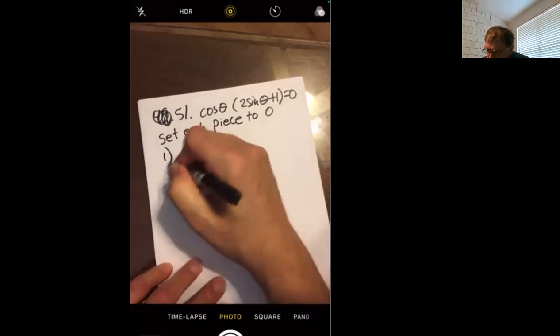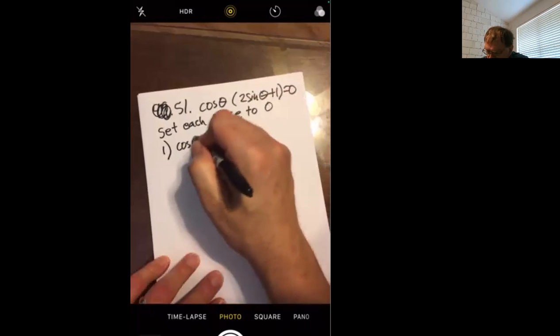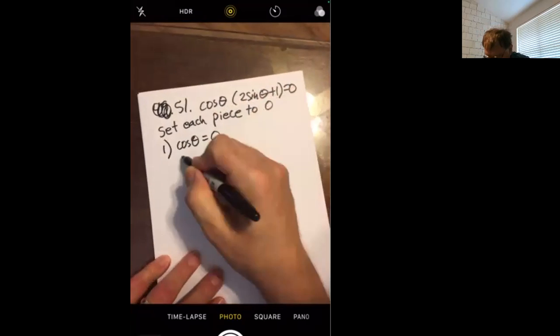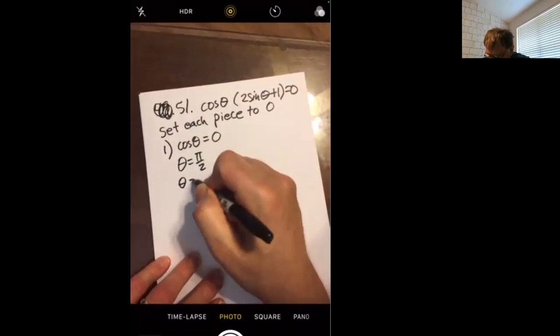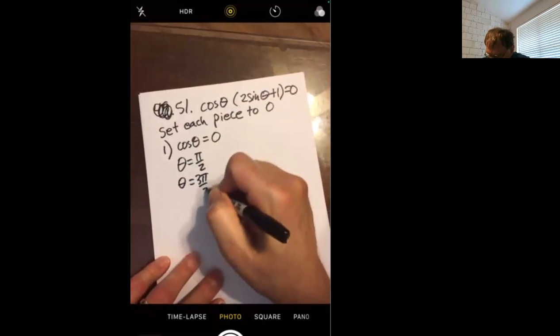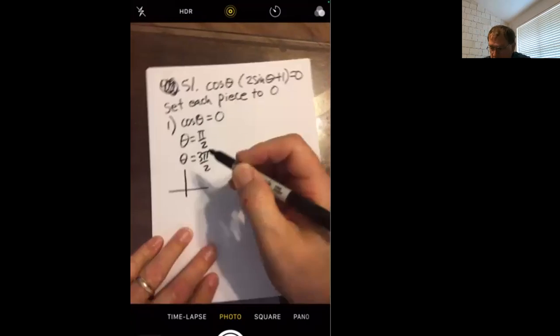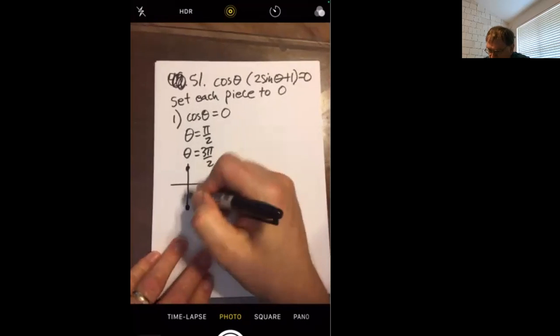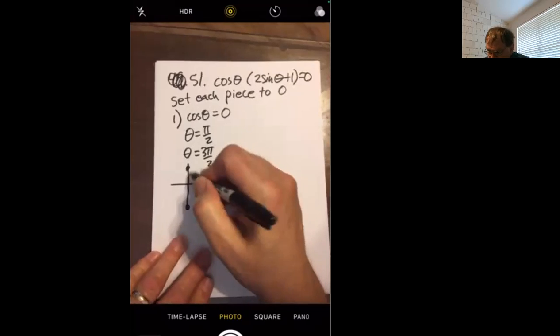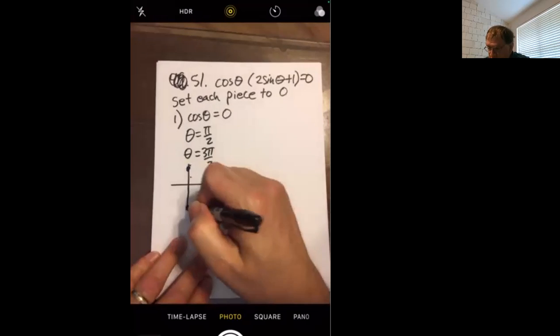So number 1, cosine theta equals 0, you're going to be at pi over 2 and 3 pi over 2, meaning up top and down bottom where the x coordinates are 0. Pi over 2 up there, 3 pi over 2 down here.